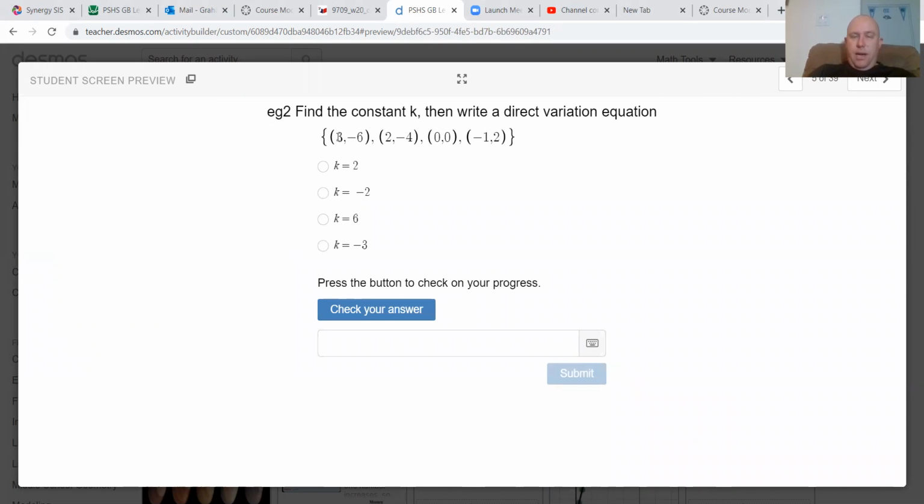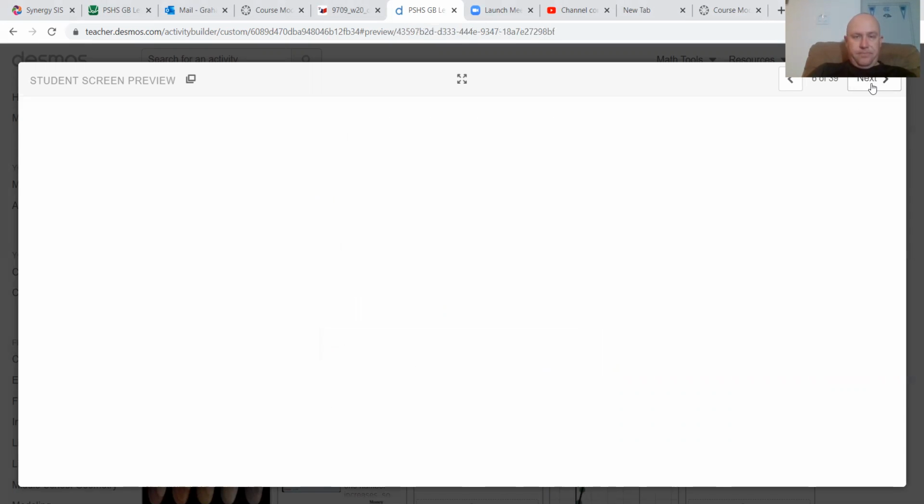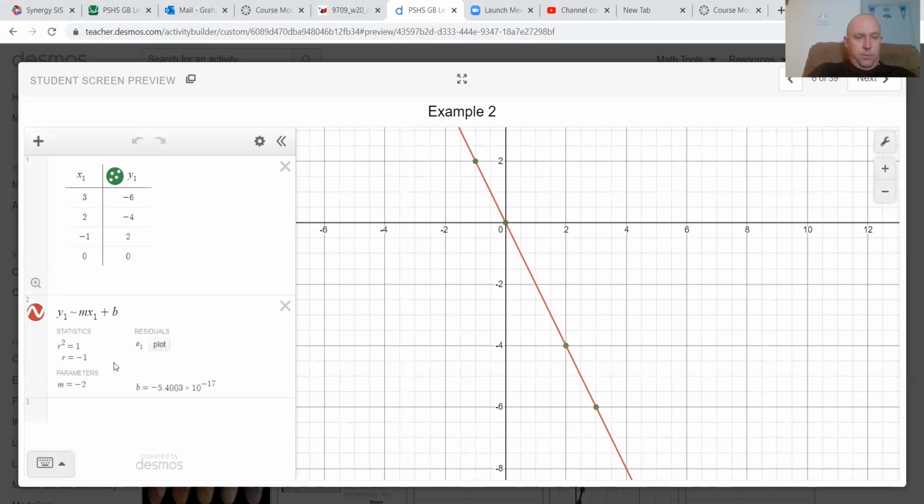Same thing with this one. I only really need to look at one of these. 3 times which number gives me -6? If I'm not sure, just do the reverse: second number divided by first number. So -6 divided by 3 is -2. And then I can go ahead and check my answer. I think it's y equals -2x. And if you plot those points, you can indeed see that it is.